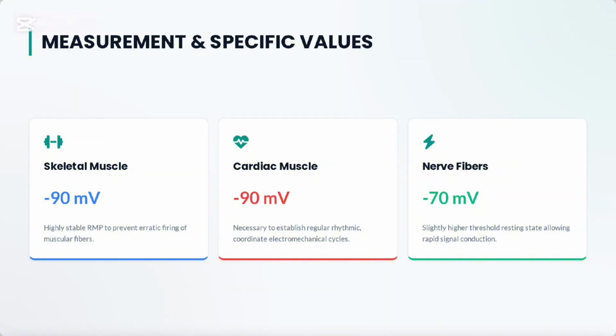Specific baseline RMP values for skeletal muscle, cardiac muscle, and nerve fibers. Simple explanation. Different cells maintain different electrical charges at rest. Skeletal and cardiac muscle, -90 mV: they have a highly negative, deeply stable rest state to prevent random, erratic muscle twitching or uncoordinated heartbeats. Nerve fibers, -70 mV: they rest at a slightly less negative charge, keeping them closer to their firing threshold for lightning-fast signal conduction.